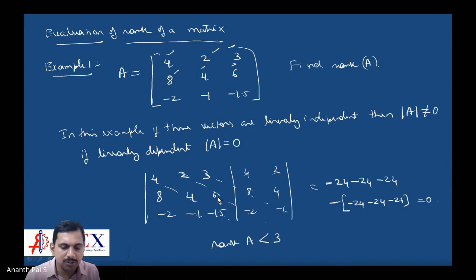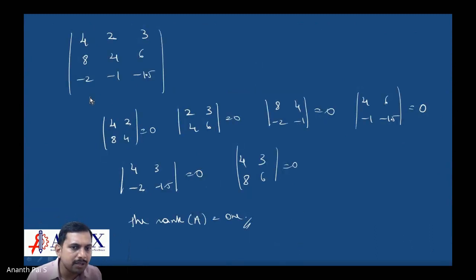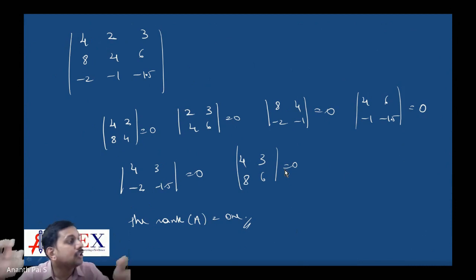Now this particular one, what is the determinant? 0. So rank is not 3. Next you take every minor: 4 2 8 4 0, 2 3 4 6 0, 8 4 minus 2 minus 1, that is 0; 4 6 minus 1 minus 1.5, that is 0. Then 4 minus 2, 3 minus 1.5, that is also 0. So all the 2 by 2 minors are also 0. Then the rank is 1.